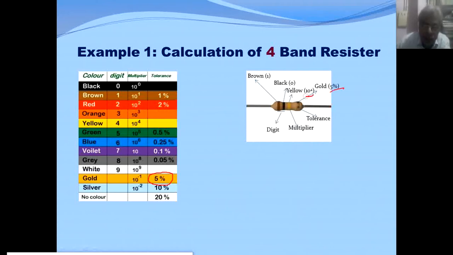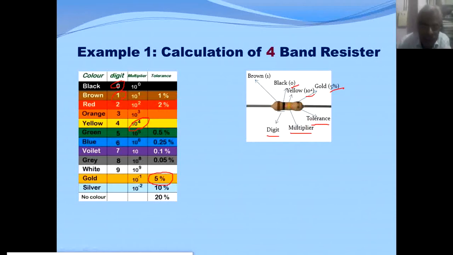Yellow, 10 to the power 4, I have taken from this place, and the value of 0 is taken from this place, and the value of brown is taken from this 4 band color. First 2, from left to right, first 2 colors are used for digit. The third color or third band is used for multiplier. The fourth color or band is used for tolerance.